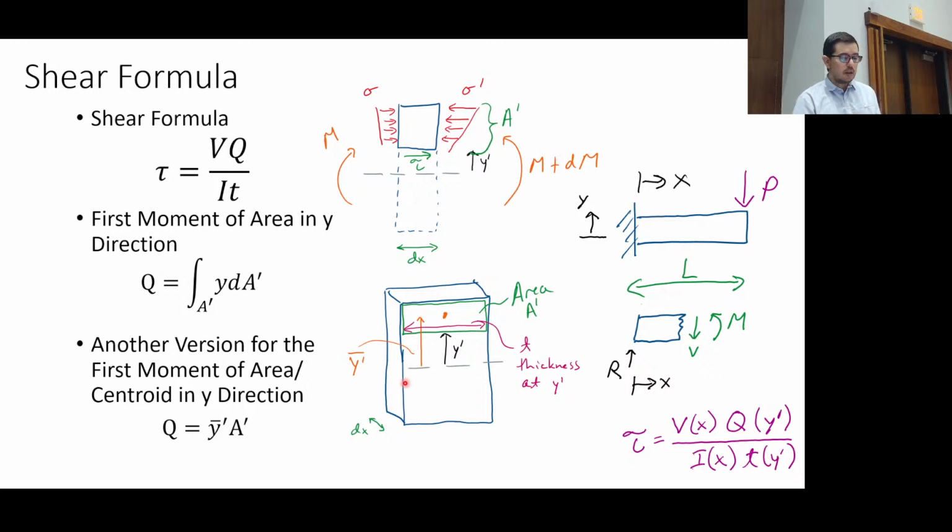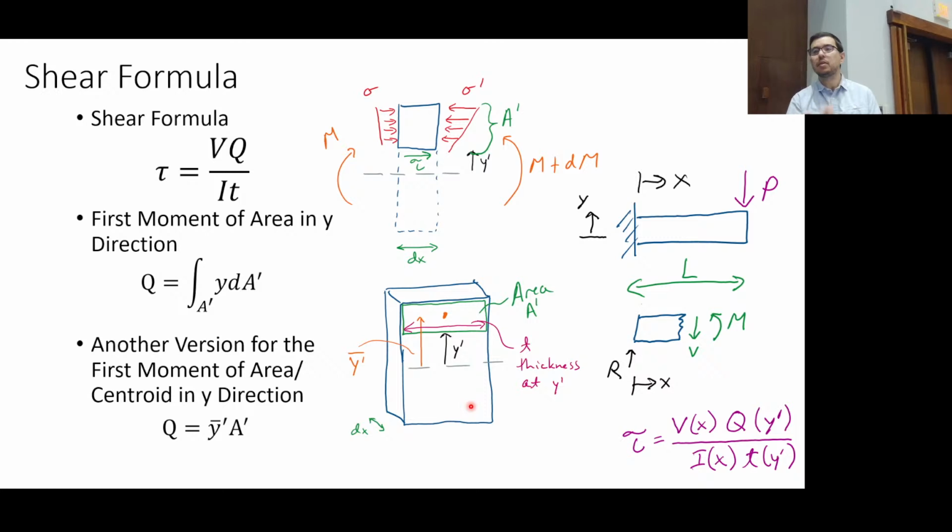The Q is going to be dependent on what we call y prime. So that's dependent on where we are above the neutral axis. The I is only dependent on x. It's dependent on where we are, and it's the cross section. That's the same as what we had for the bending stress calculations. And T, this thickness, is going to be dependent on where we are as a function of y prime, and actually it's also dependent on where we are as a function of x.